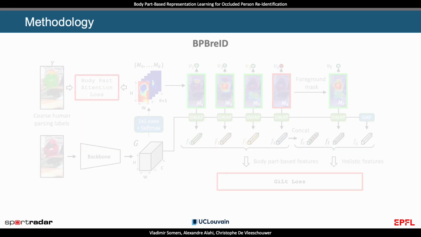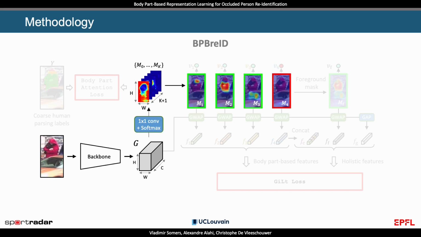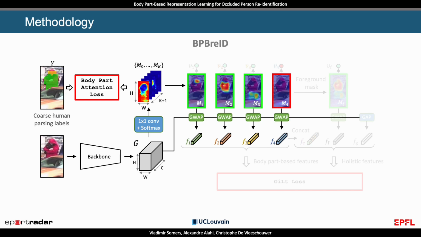Before introducing our contributions, let's start with an overview of our proposed method, BPB re-ID. The input image is first passed to a global feature extractor to generate a spatial feature map G. We then add an attention branch that produces one heatmap for each body part. We train this body part attention module as a classification task, with coarse human parsing labels as targets. These labels are generated with an external pose estimation model. These heatmaps are then used to perform local pooling of the spatial feature map. It produces one embedding and one visibility score for each body part.